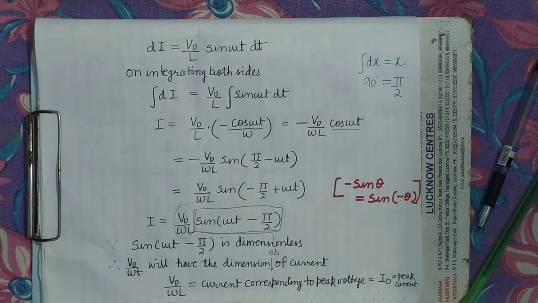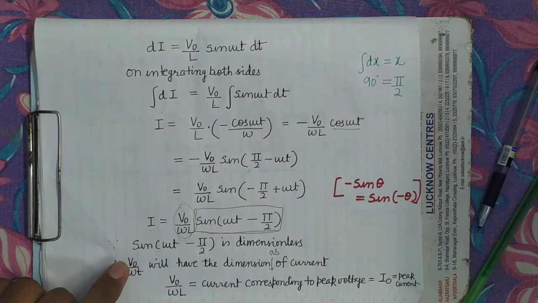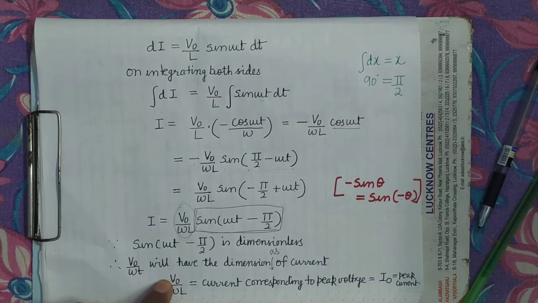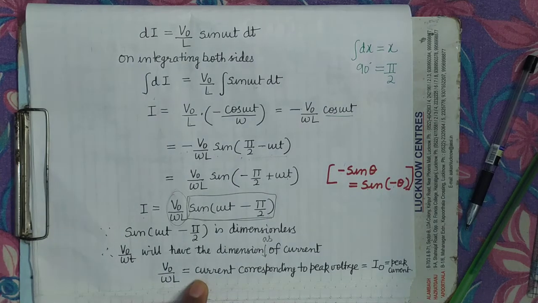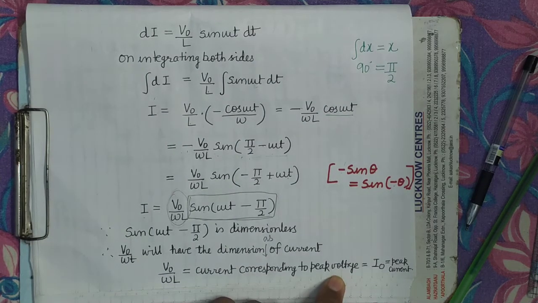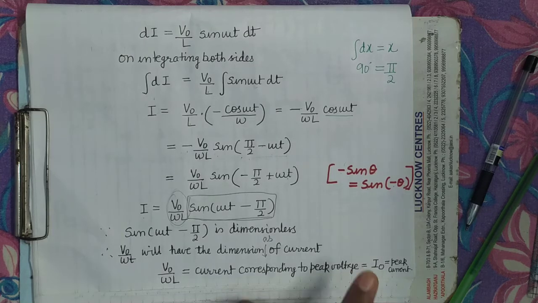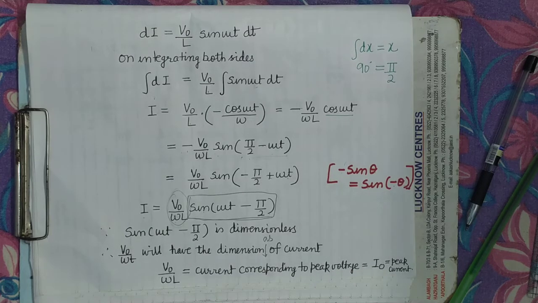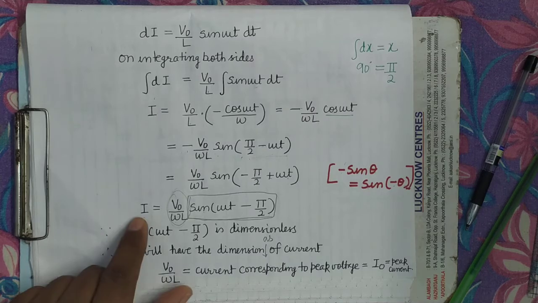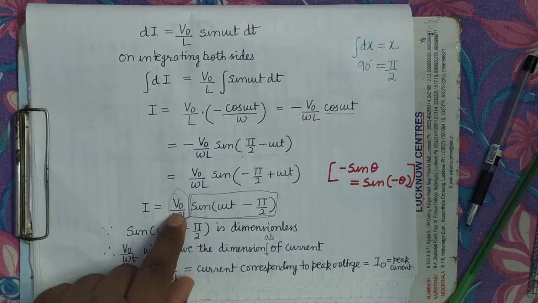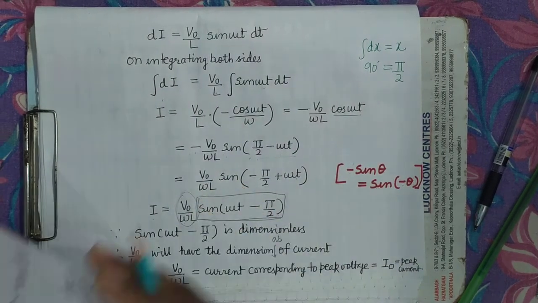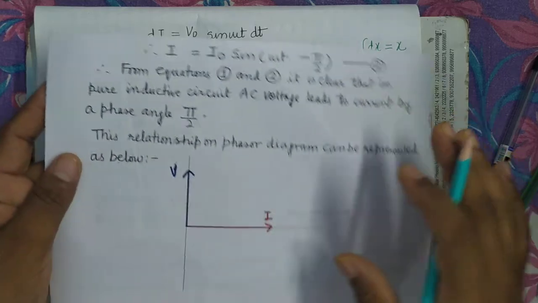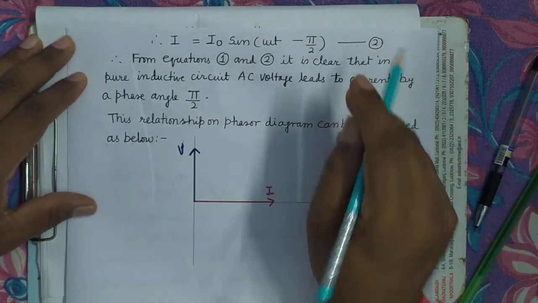It is clear? Now since this current corresponds to the peak value of voltage, we can write it as the peak value of current. V naught upon omega L equals the current corresponding to peak voltage. That is the peak value of current, the maximum value of current, which we can represent by I naught. So this expression will become I equals I naught sine omega t minus pi by 2.